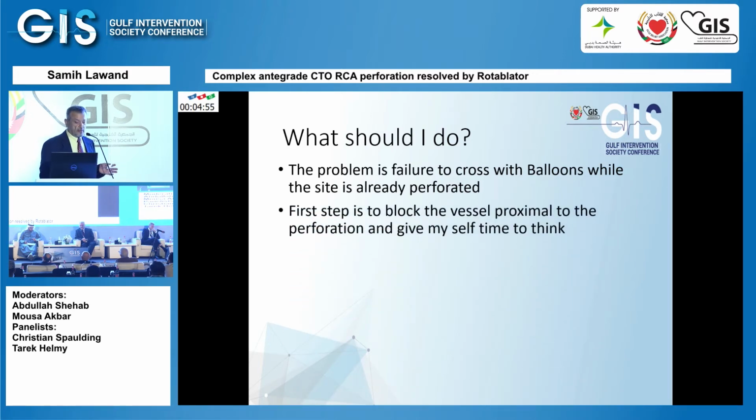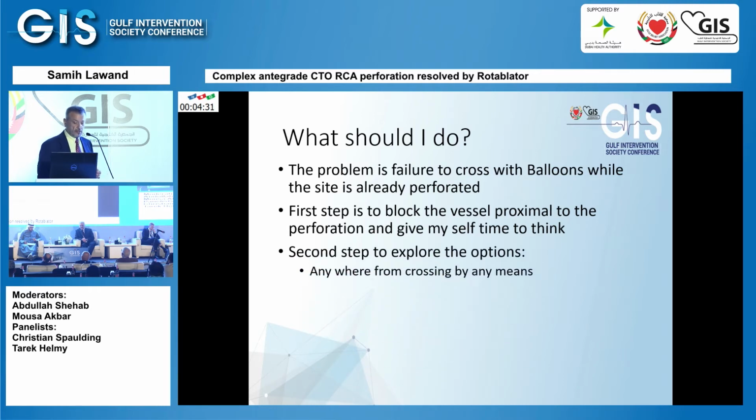Now, of course, the first step is to block the vessel and then think about what is the next step. Strategically, what you want is either to quit after securing that the balloon will seal the occlusion, or proceed with a methodology that will help you cross the uncrossable. So these are the options, anywhere from crossing by any means to keeping the blocked flow until it seals and quit the procedure.